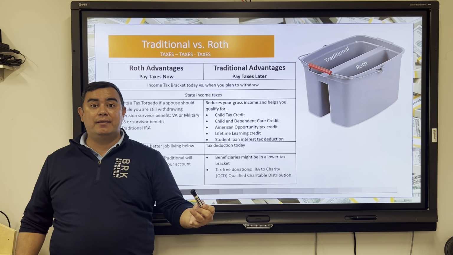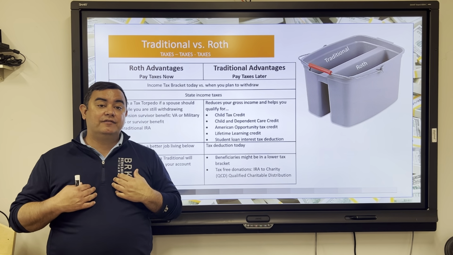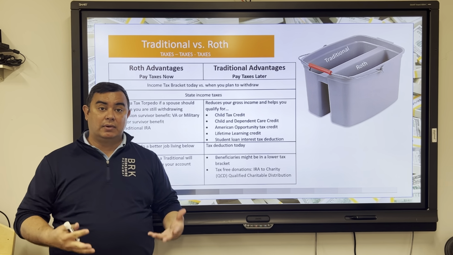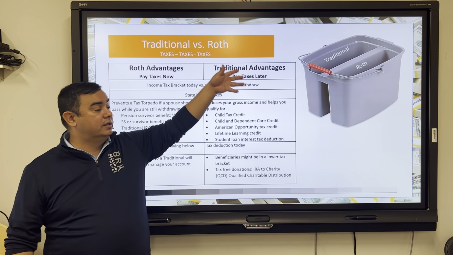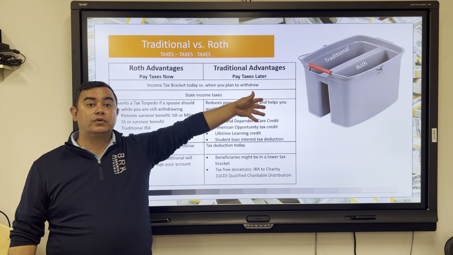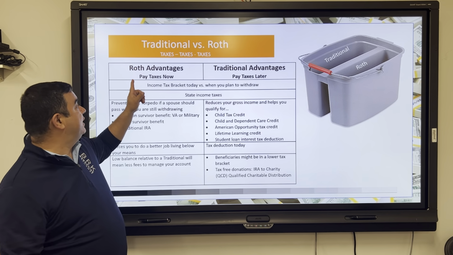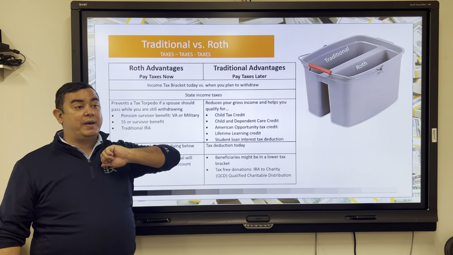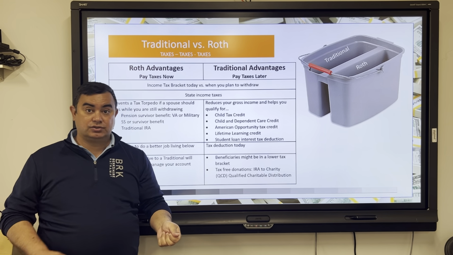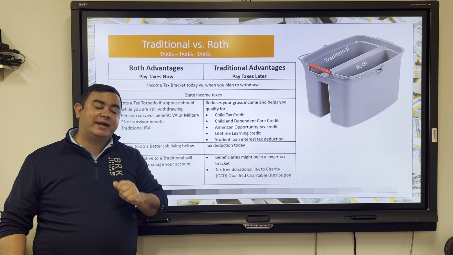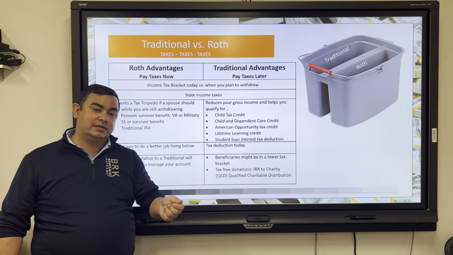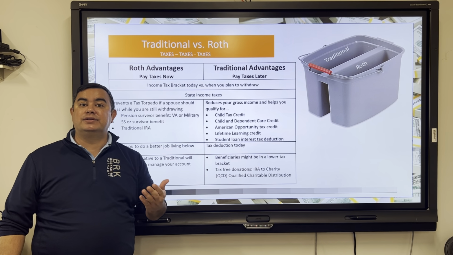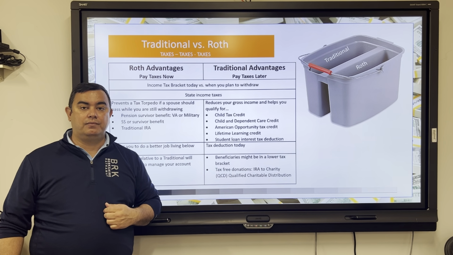So I'll give you an example, right? I live and work in the state of Nevada. So let's say I'm working and earning money now, and I'm dumping money into my TSP buckets, right? If I decide to dump it into the Roth side of the bucket, meaning paying taxes now, I will pay federal income taxes, because we all do, right? But because I live in Nevada right now and I'm paying taxes, I will not pay state income taxes because I live in Nevada, okay?